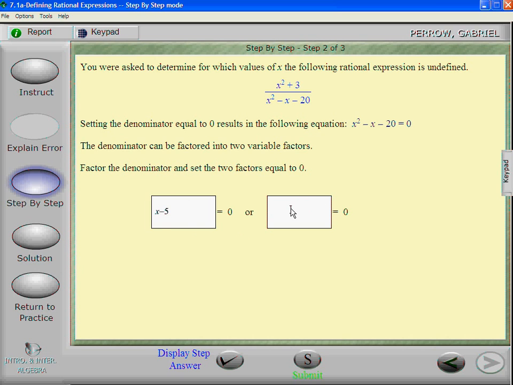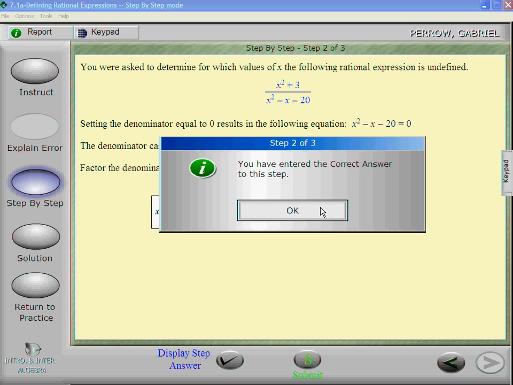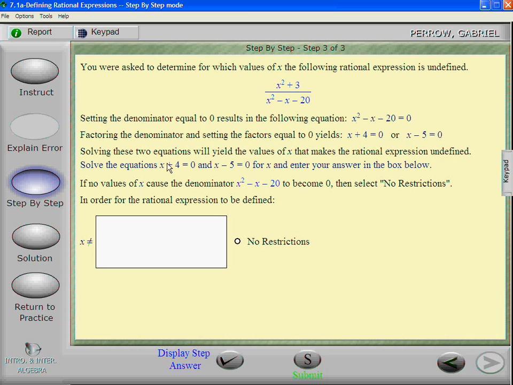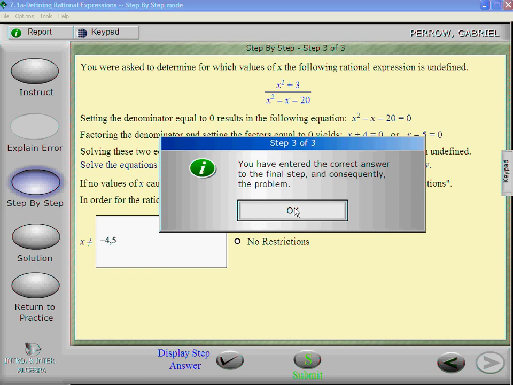x minus 5, x plus 4. And if you solve each little one out, subtract 4 from both sides up here, you'd end up with a negative 4, so it's kind of an opposite. And if you add 5 to both of these, you have 5 is equal to x. So negative 4 and 5 are your restrictions.